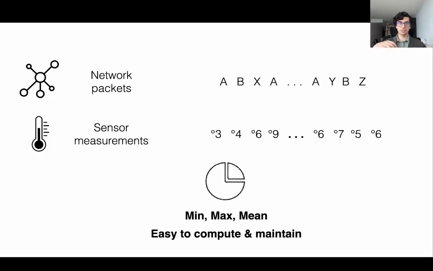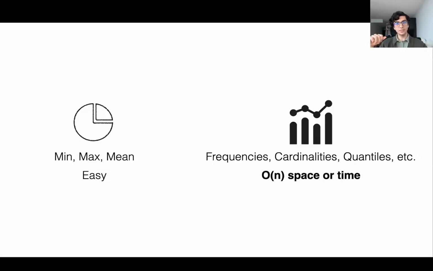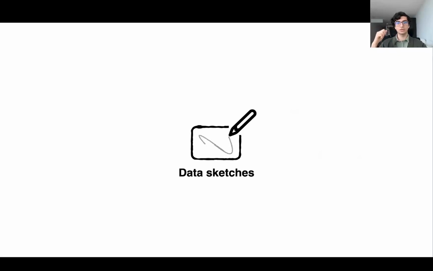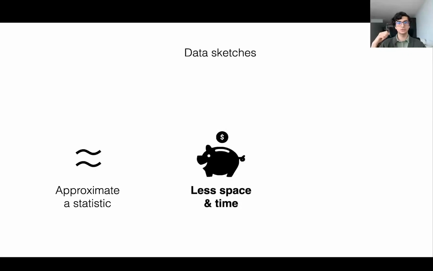Things like the min, the max, and the mean are easy to compute and maintain on the fly, but the problem becomes much more challenging when we want to track frequencies, cardinalities, quantiles, and so on. Computing these statistics requires more sophisticated techniques compared to maintaining a simple counter, as in the case of the min, max, and mean. In particular, computing these statistics exactly would require linear space or time in the stream's length, which, as we discussed at the beginning of the talk, is a prohibitive cost. People avoid this cost by employing data sketches, which approximate the desired statistic, use less space and time to do so, and provide a formal bound on the approximation error.